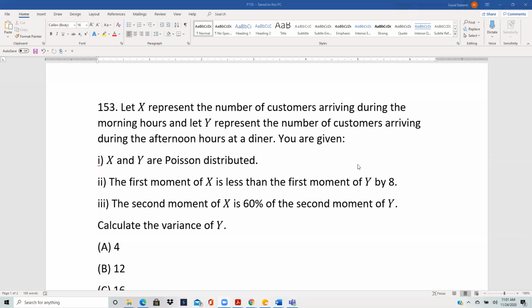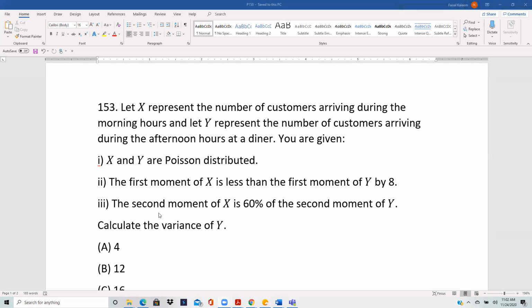Let X represent the number of customers arriving during morning hours and Y the number of customers arriving during afternoon. You're given X and Y are Poisson. The first moment of X is less than the first moment of Y by 8. The second moment of X is 60% of the second moment of Y. Calculate the variance of Y.